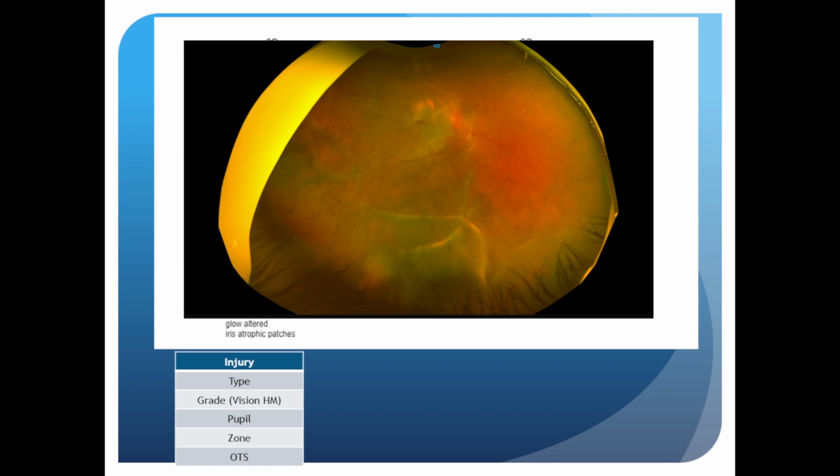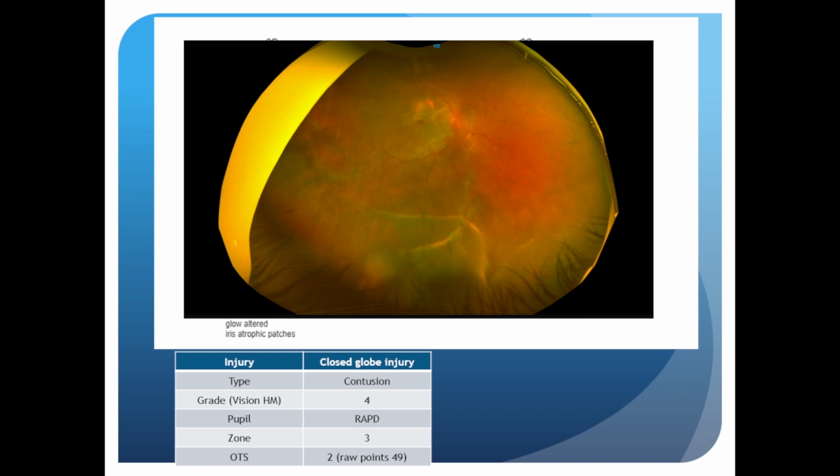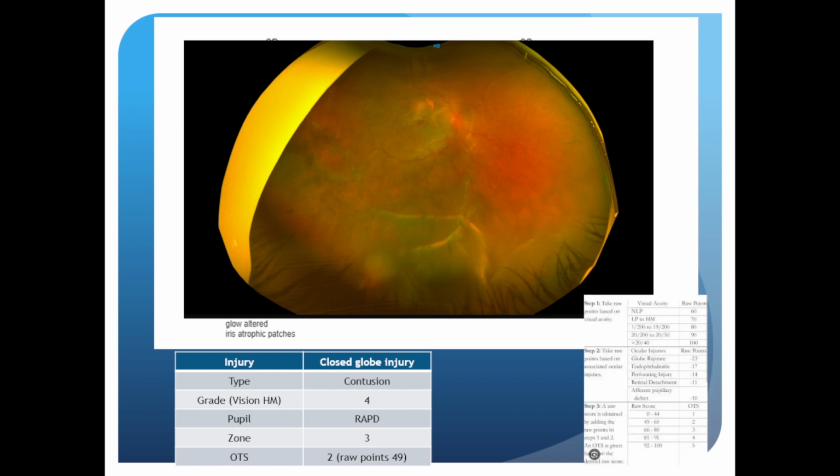Then pupils: there is an RAPD. RAPD present. Zone 3. Why zone 3? Because posterior, that is a retinal detachment, so there is involvement behind the posterior capsule. So it was a closed globe injury, contusion, hand movement, grade 4, RAPD, zone 3. We calculated the raw points as 49, and the OTS was 2.